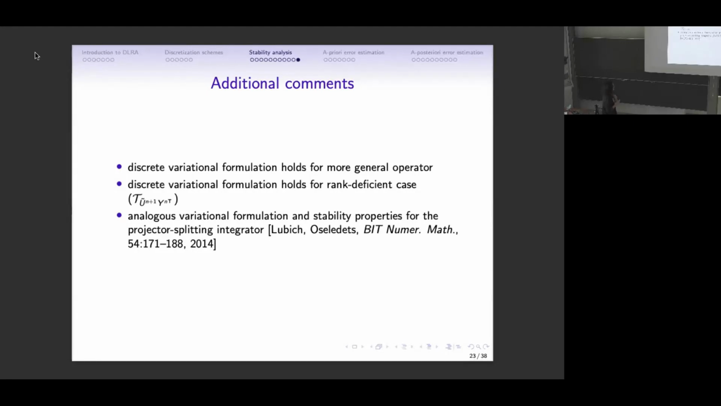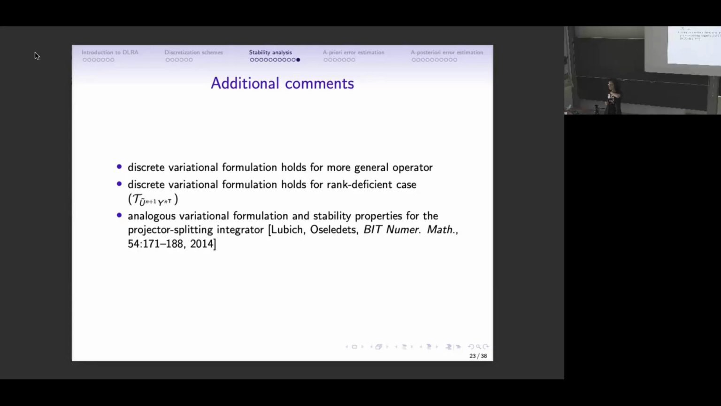there is a discrete variational formulation which holds also for the rank-deficient case, because in this DLR business you always have the problem that you have matrices there that you need to invert. And then people say, okay, so if your solution becomes of lower rank, you run into troubles. So in our scheme, we solve the problem in a least squares sense, but in fact, the equation with the singular matrix has infinitely many solutions, and whichever solution you take, all of these solutions would satisfy the discrete variational formulation.